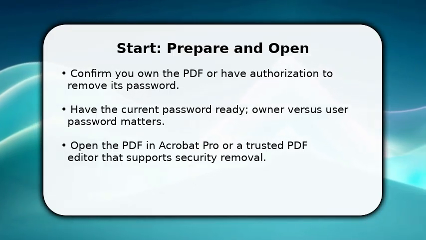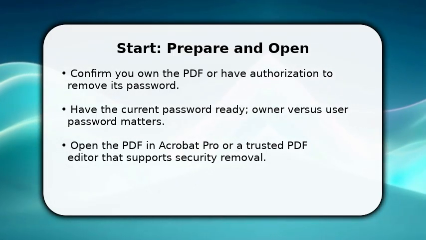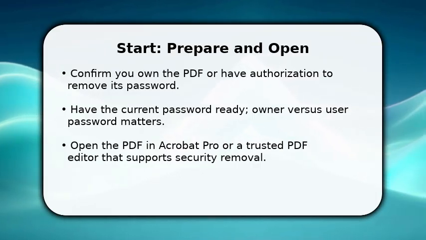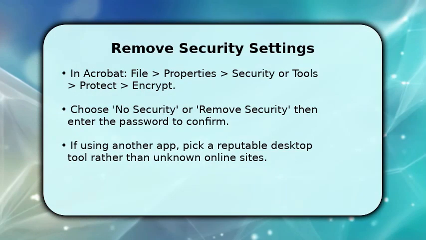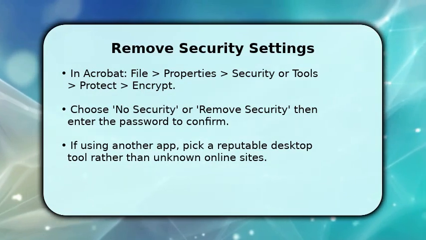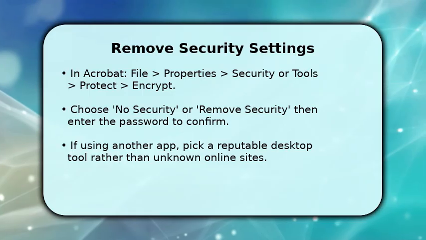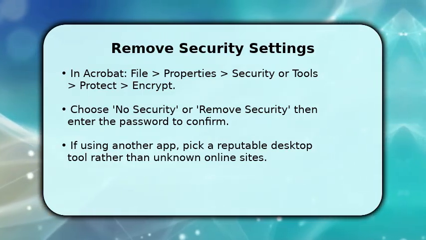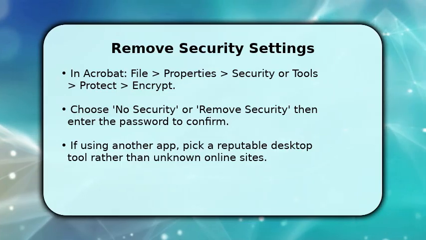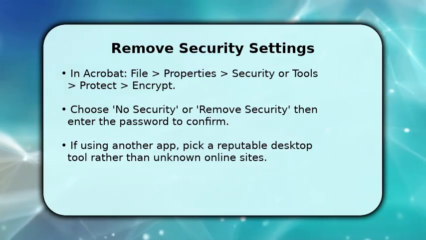Now that the document is unlocked in your editor, move directly to the document or protection settings to remove security. Don't create extra copies yet. Once the file is open and unlocked, go to the security settings. In Acrobat, use File Property Security or Tools Protect Encrypt. Select No Security or Remove Security and supply the known password to confirm the change.